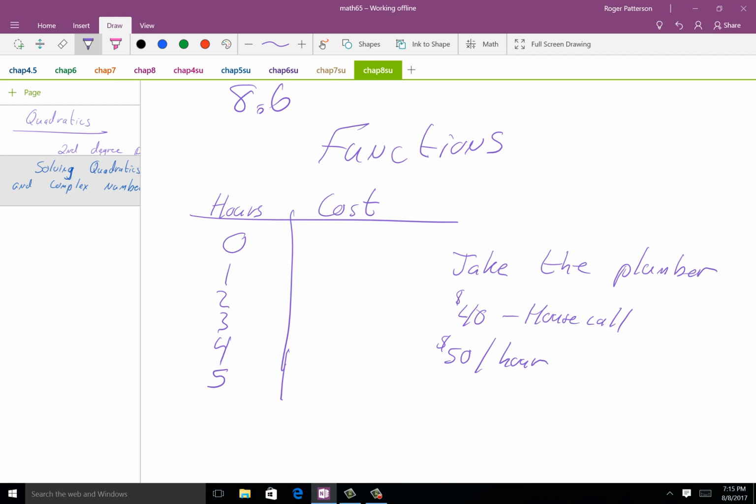All right. So he comes to the house, knocks on the door, says, "Hey, I got a plumbing problem." Okay. He charges you $40 to show up at your house and knock on your door. After that, he charges $40 plus the $50 once he's worked on it for an hour. We're going to keep on going, and keep on going. This must be a very serious plumbing issue.